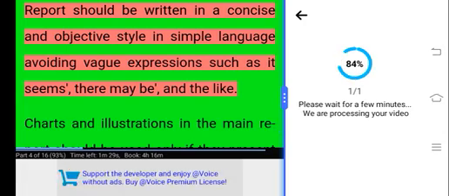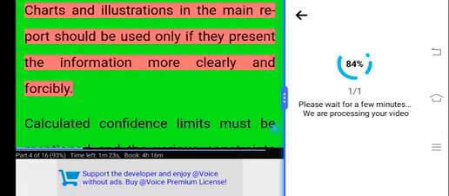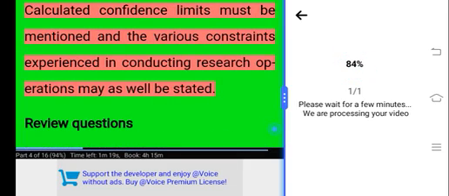Reports should be written in a concise and objective style in simple language, avoiding vague expressions such as "it seems," "there may be," and the like. Charts and illustrations in the main report should be used only if they present the information more clearly and forcibly. Calculated limits must be mentioned, and the various constraints experienced in conducting research operations may as well be stated.